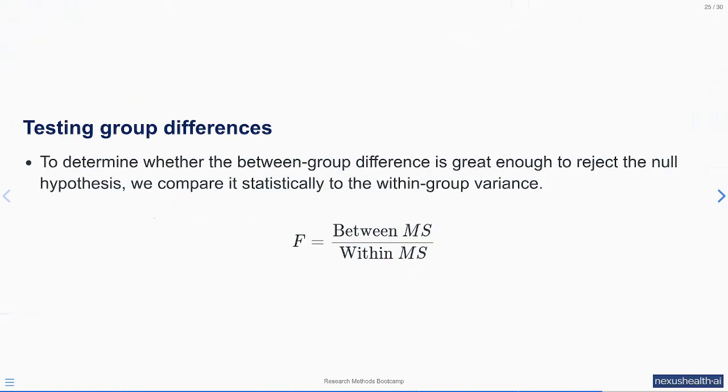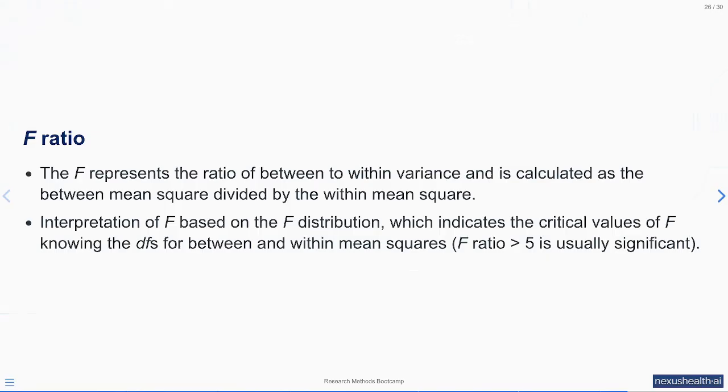So in testing the group difference, to determine whether the between group difference is great enough to reject the null hypothesis, we compare statistically to the within group variance. And so the F statistic is given to us by the between mean sum of squares divided by the within mean sum of squares. The F statistic represents the ratio of between to within variance and is calculated as the between mean square divided by the within mean square. Interpretation of the F based on the F distribution indicates to us the critical values of F, knowing the degrees of freedom for between and within mean squares. So an F ratio greater than 5 is usually significant.